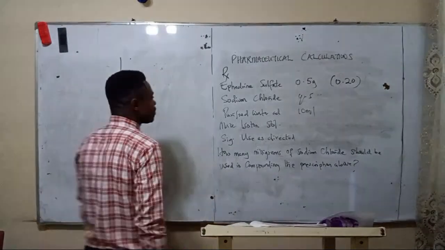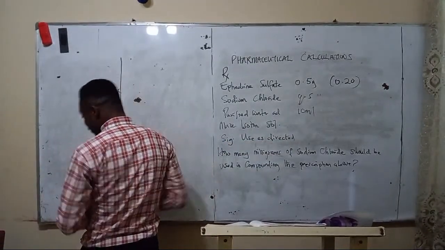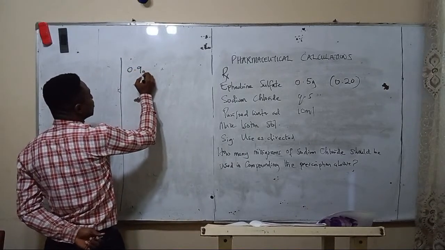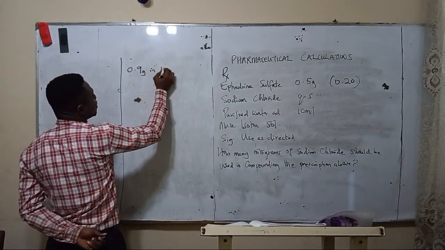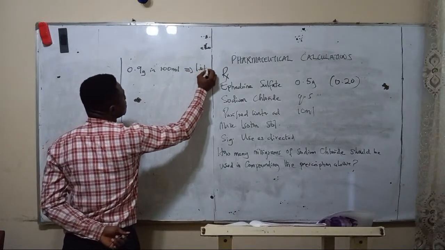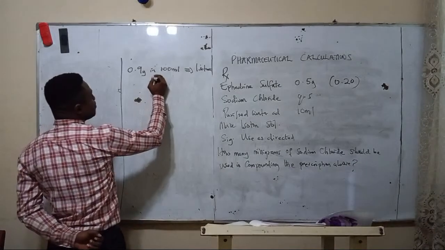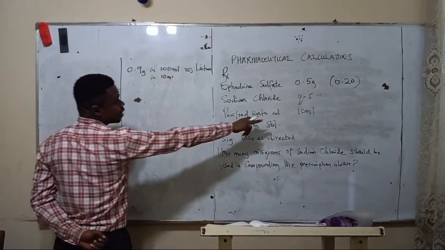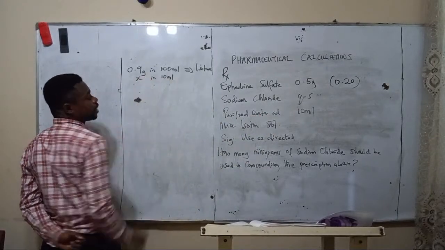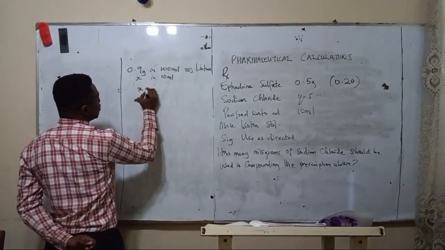So now let us find out if this solution is hypo, iso, or hypertonic. Remember, I already told you, for sodium chloride, 0.9 gram in 100 ml is isotonic. In 10 ml, remember this preparation is 10 ml, so you have to bring it down to 10 ml. How many grams will be in 10 ml for it to be isotonic?